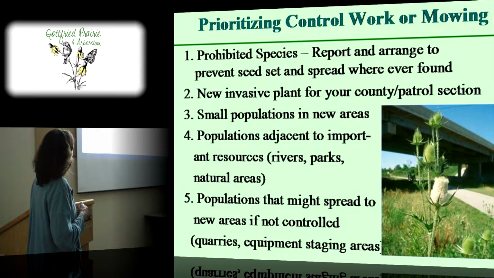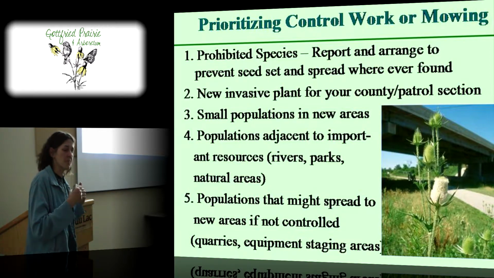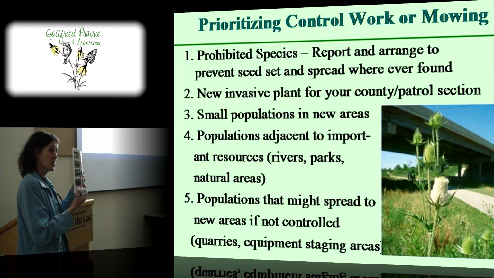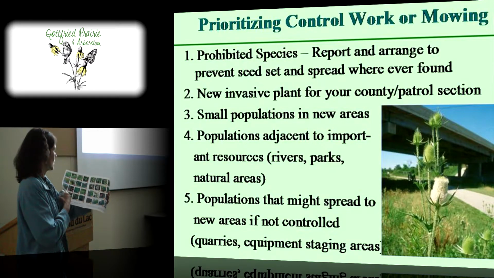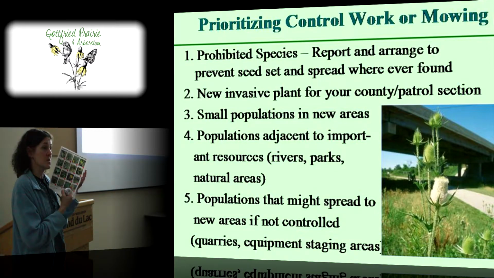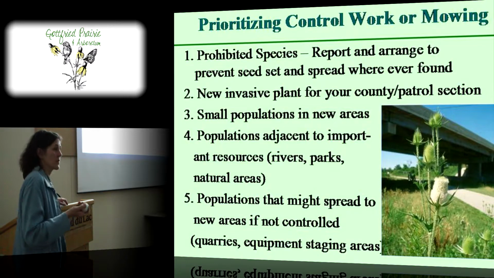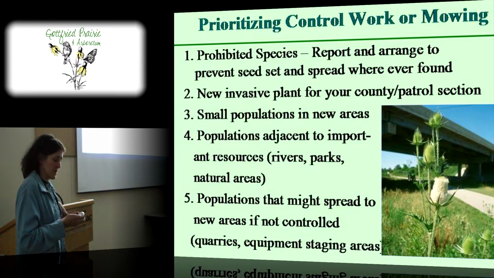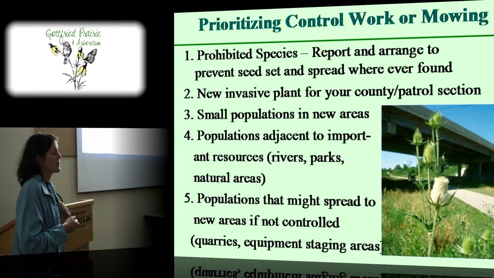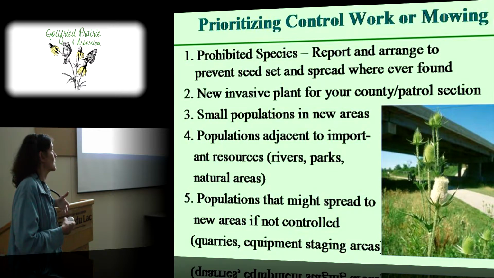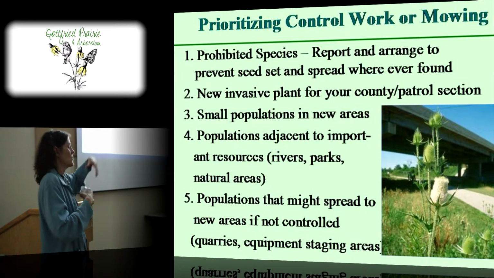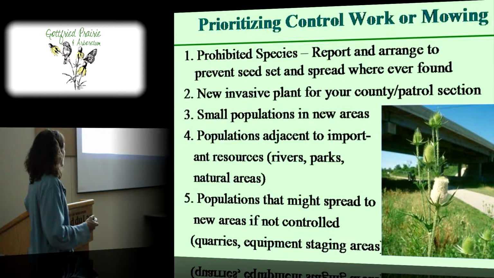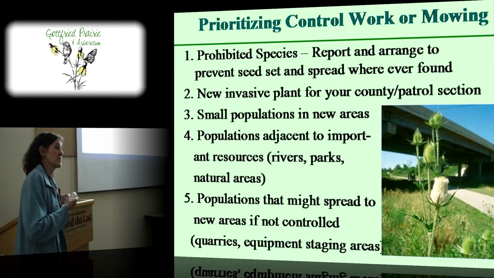Some of the priority things you should go with are prohibited species, anything that's on that prohibited species list. If you look on this chart and you see the ones that have a red map, those are the prohibited species. Those are the ones that we really want you to report and let us know about, and we'll work with you to try to control those. Anything that's new in your area, new in your county, would be really important to get control of. Small populations in a new area, even on your own property, like new satellite populations of garlic mustard, are much easier to deal with than that big patch of it. Also populations that are adjacent to important things like streams or parks.